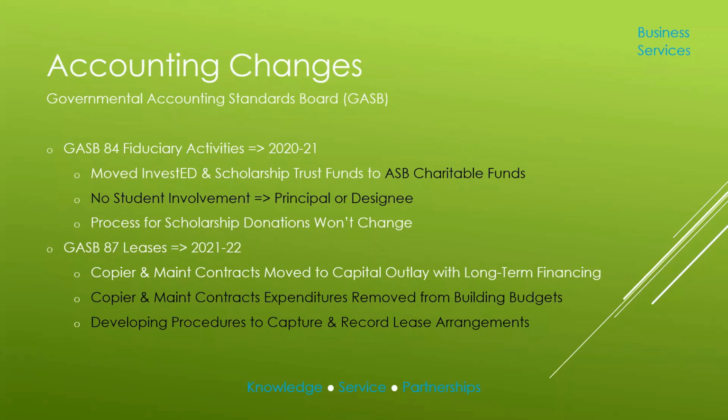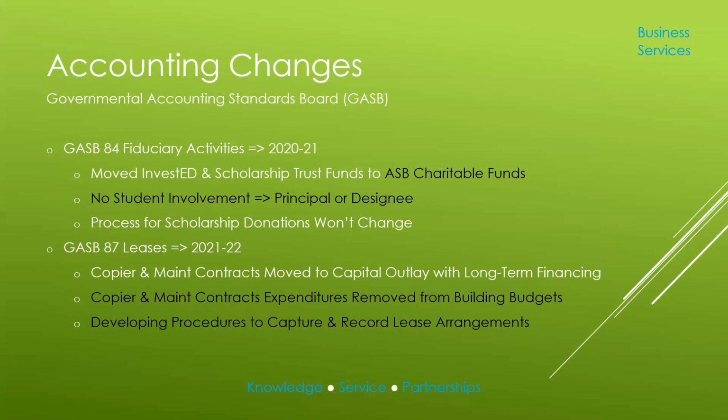I alluded to this earlier, but I do have some accounting changes to share with you. The Governmental Accounting Standards Board, or GASB, made some changes that you need to be aware of. We had to implement GASB 84 fiduciary activities for our 2021 school year. Basically, it moved InvestEd and scholarship trust funds to ASB charitable funds, so they came out of Fund 70 and into Fund 40. In addition, we don't have any student involvement with these funds. It's the principal or principal's designee that's responsible for the budget and the expenditures. However, the process for the scholarship donations won't change, so that's a good thing.